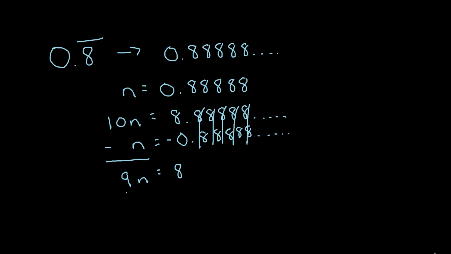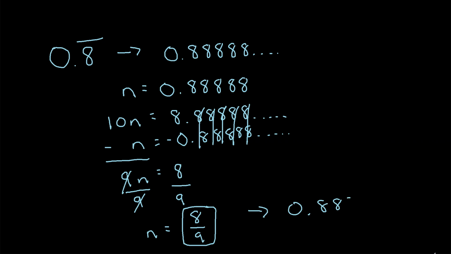Then we need to get n all by itself, so we divide by 9. When we divide by 9, these 9s will cancel out, and we divide by 9 on the right-hand side as well. So we're left with n is equal to 8/9, and this is our final answer. This is how we can write 0.88888 repeating as a fraction. And if you punch in 8 divided by 9 into a calculator, you'll get 0.888, so you can confirm your answer in that way.